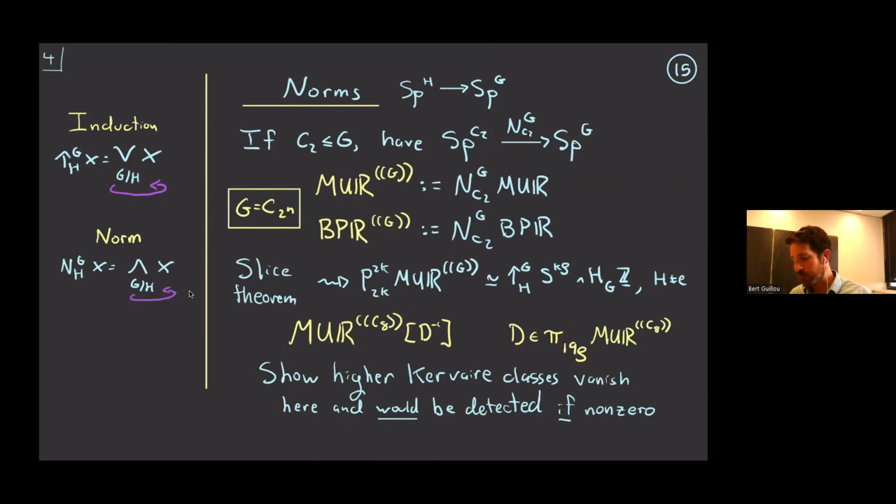So the slice technique was developed in order really to understand this MUR, and they were able to show using that there's a gap in the homotopy, and then when you periodize it, when you invert this element D, then that gap propagates. And the point was that there are these Kervaire classes in the homotopy of spheres that we'd like to understand whether they exist or not. And so what HHR did was show that if they existed, then they would be detected in the homotopy of this spectrum.